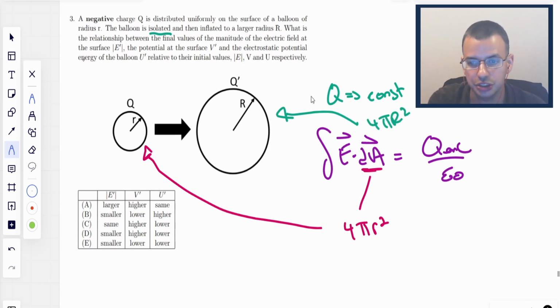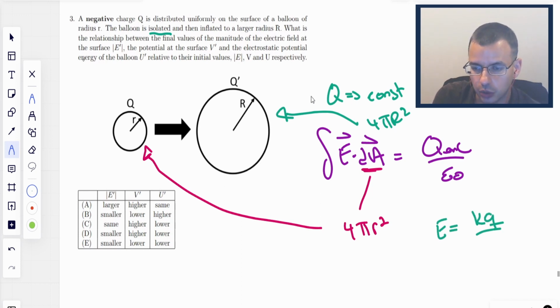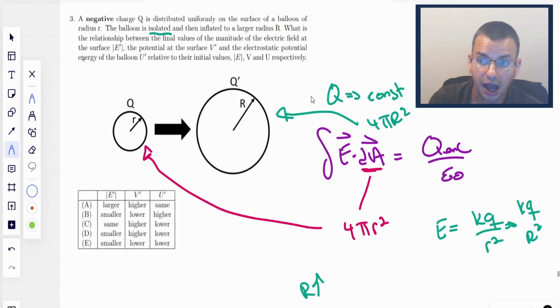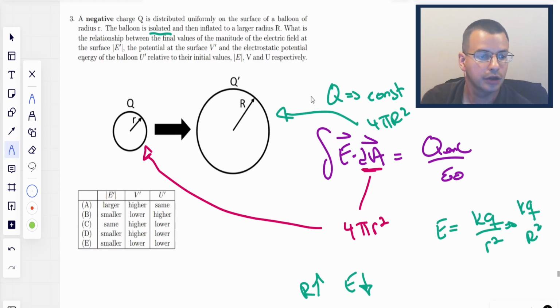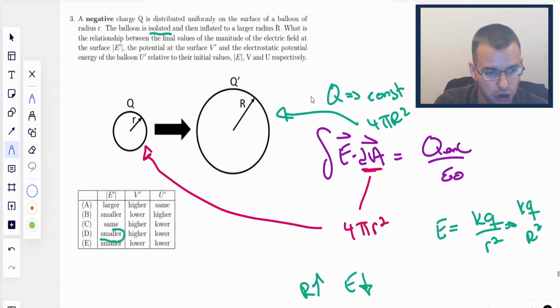Long story short, when we solve that, E is going to be KQ over r squared for the small one, KQ over R squared for the big one. And since R goes up, the electric field is going to go down because R is in the denominator. So the magnitude of the electric field is going to be smaller.